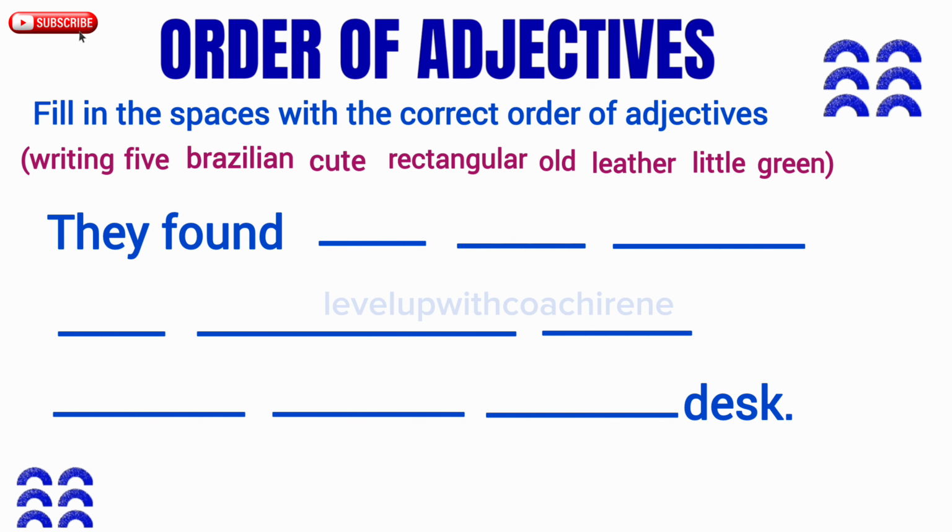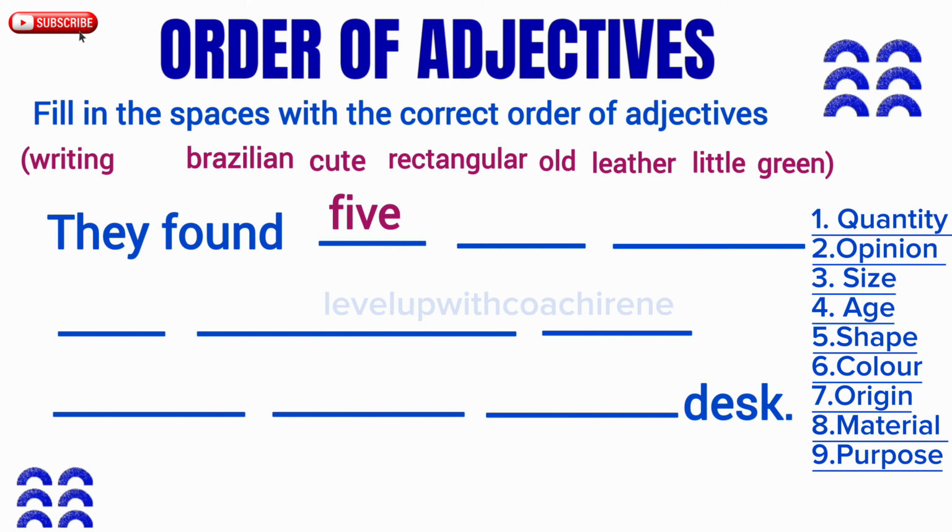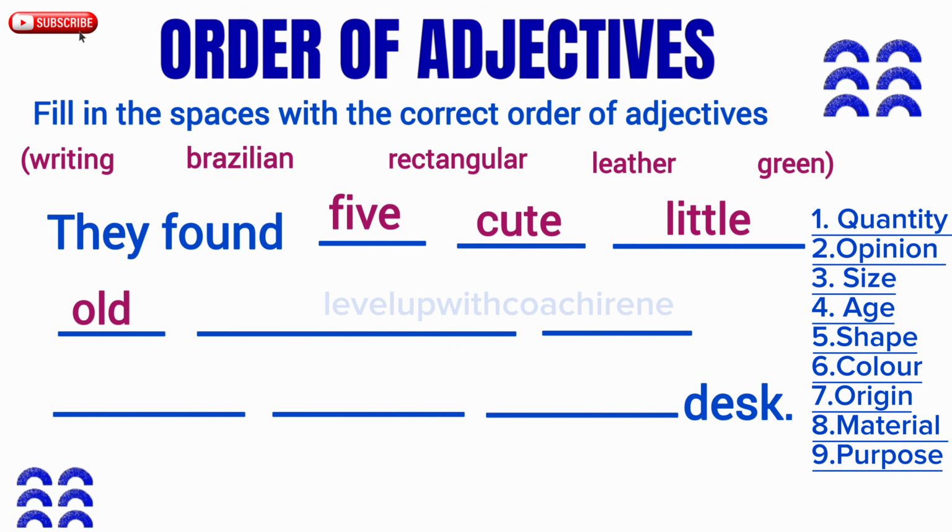Alright, to begin, we have 5, as it refers to quantity. The next is cute, as it refers to opinion, the speaker's subjective view of the desk. Next, we have little, as it describes size. Next, old, as it indicates age. The desk is old. Next, we have rectangular, as it refers to shape.